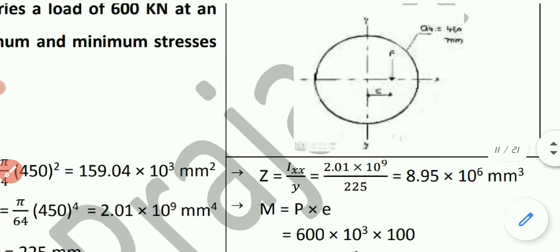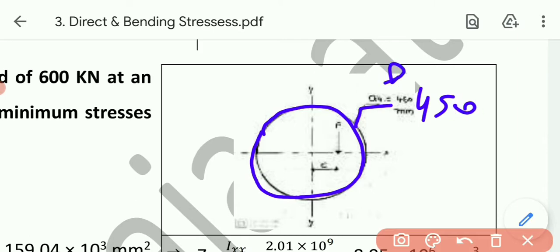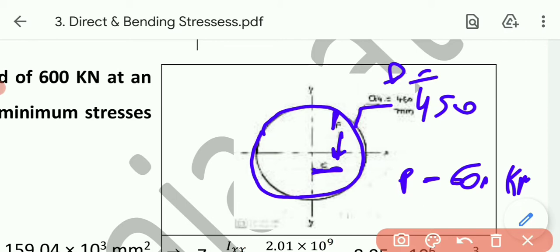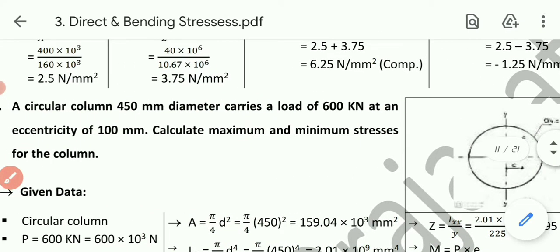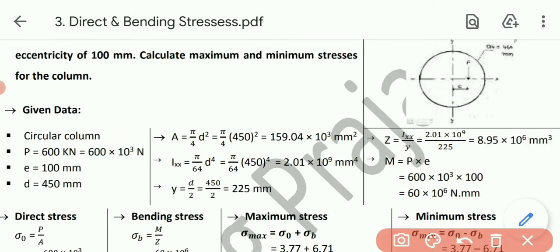So first of all, let us draw the figure. Say a circular column is there, diameter, I think 450 is there, that is diameter. And force is acting at an eccentricity, force is given P 600 kilonewton at an eccentricity. I don't remember the value of eccentricity given in the data, so first of all we need to draw this figure. Eccentricity is 100 mm. As we have done in the previous examples, force is given to us 600 kilonewton, so 600 into 10 raised to 3 Newton, eccentricity 100 and diameter 450.